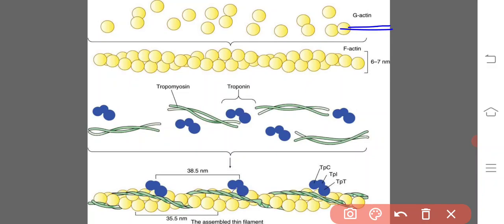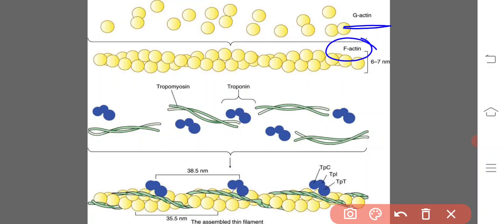Here the contractile protein actin, if it is singular, it is a globular actin. If the globular actin undergoes polymerization, that forms a fibril or F actin. G actin is the globular actin, the individual actin molecules. They join to form a filament-like actin molecule, that is the F actin, which is twisted into a helix.